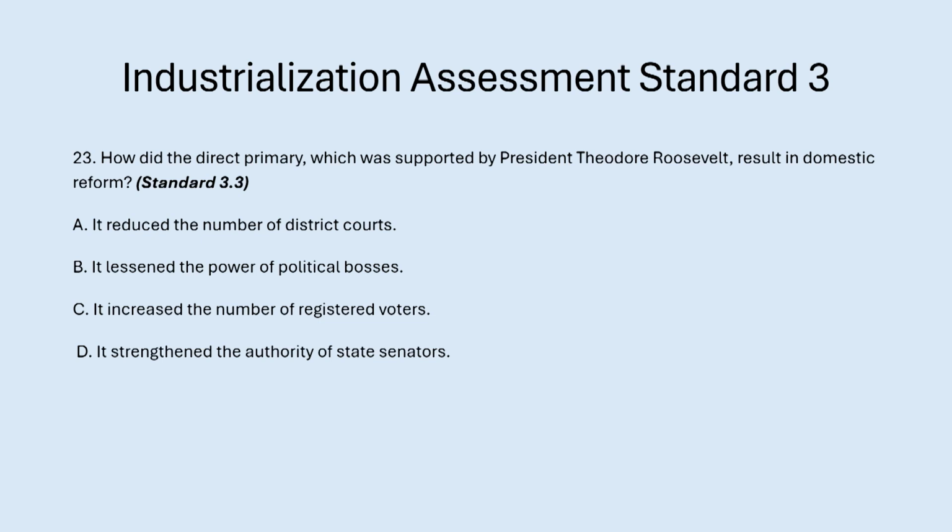All right, how did the direct primary, which was supported by President Theodore Roosevelt, result in domestic reform? Standard 3, Objective 3. It reduced the number of district courts, it lessened the power of political bosses, it increased the number of registered voters, it strengthened the authority of state senators.